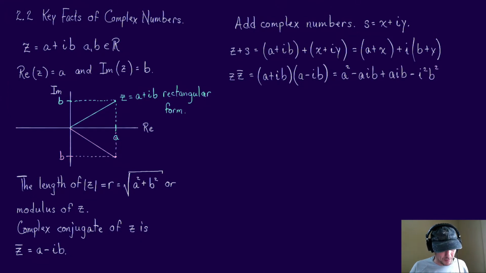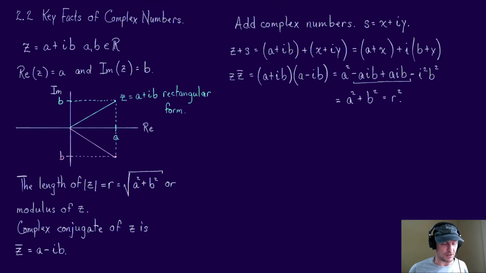Now a couple things happen here. First off, we have opposite terms right there, so those are just 0. And i squared is -1. So this really just becomes a squared plus b squared. In other words, look at this. Z times its complex conjugate is the same as its modulus squared. There we go. So there's another interesting piece.